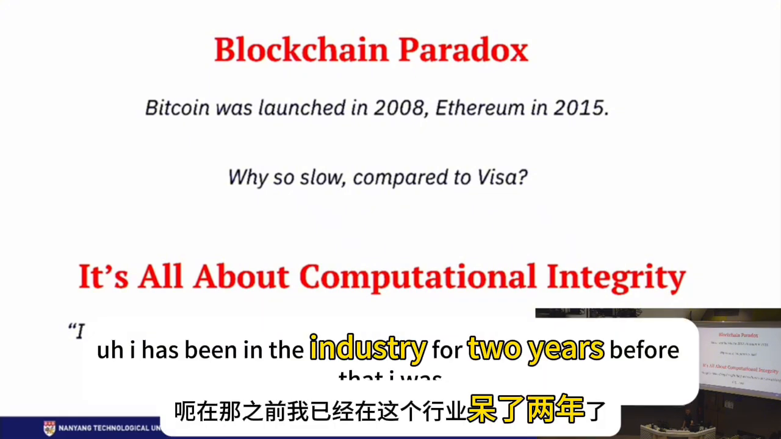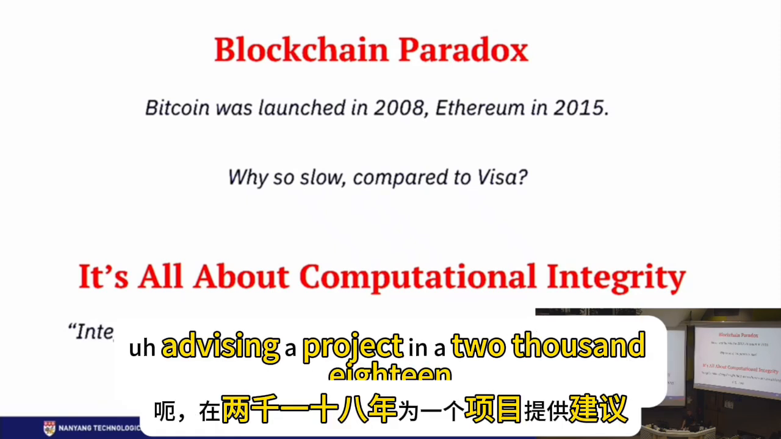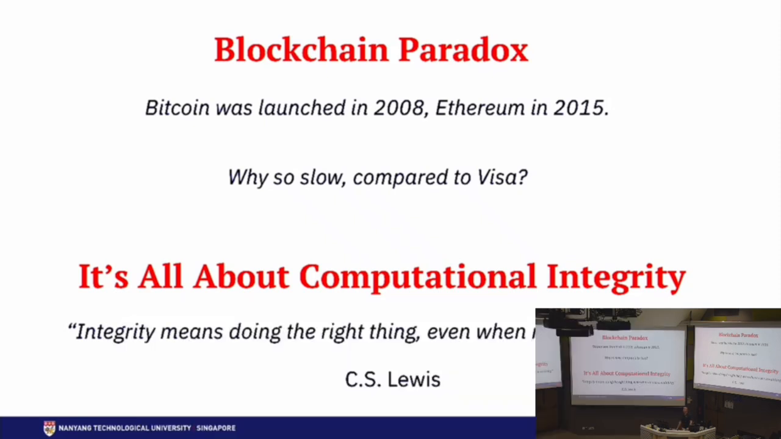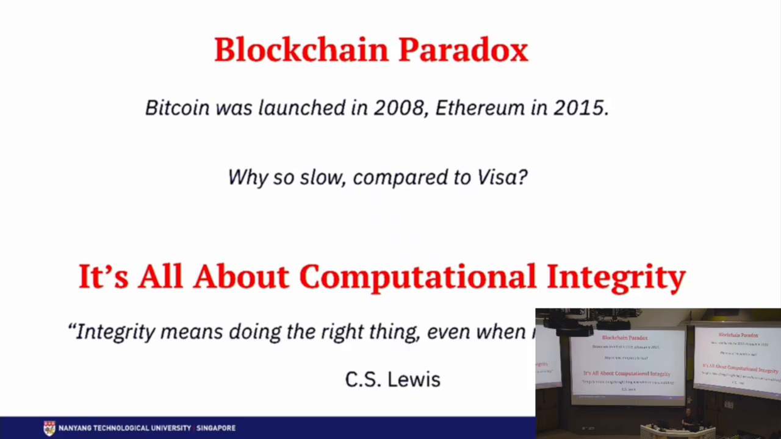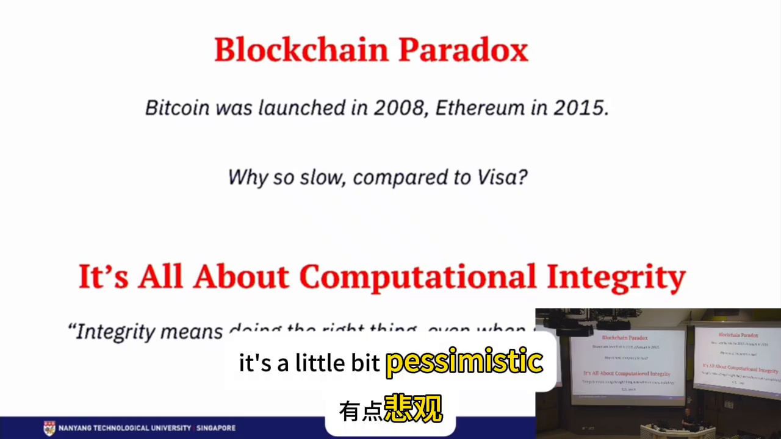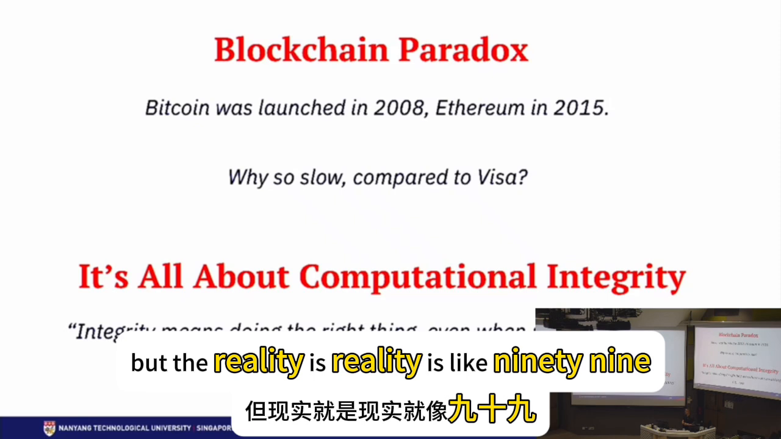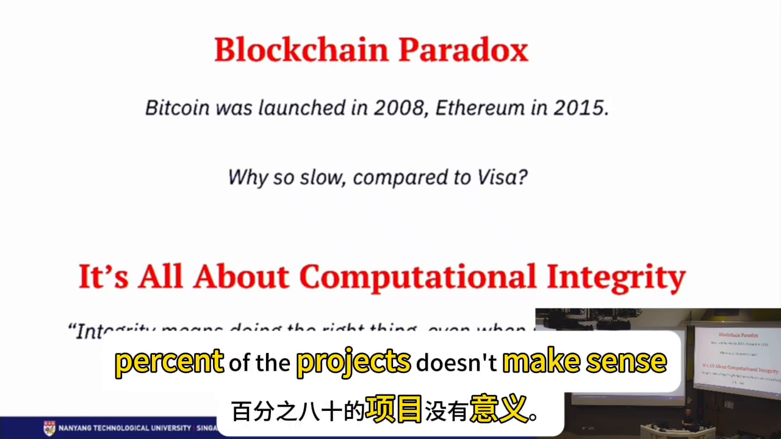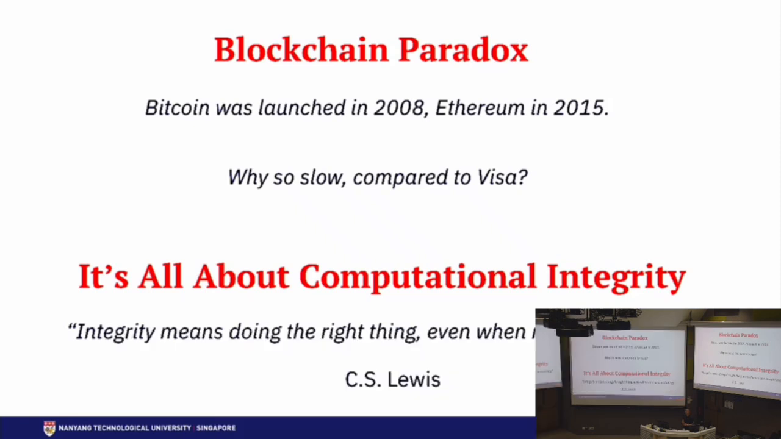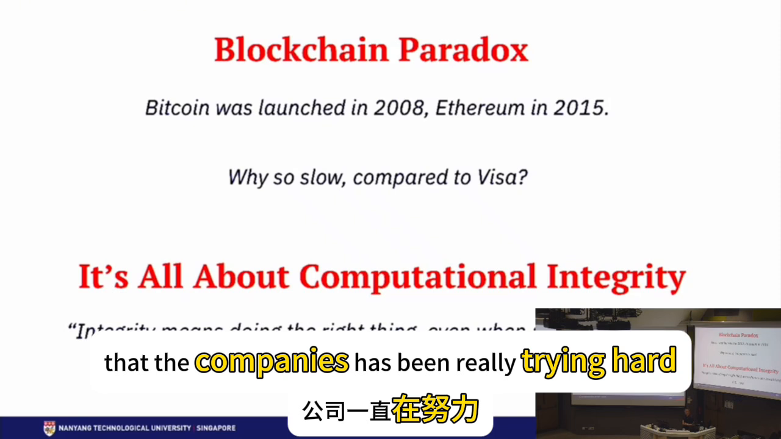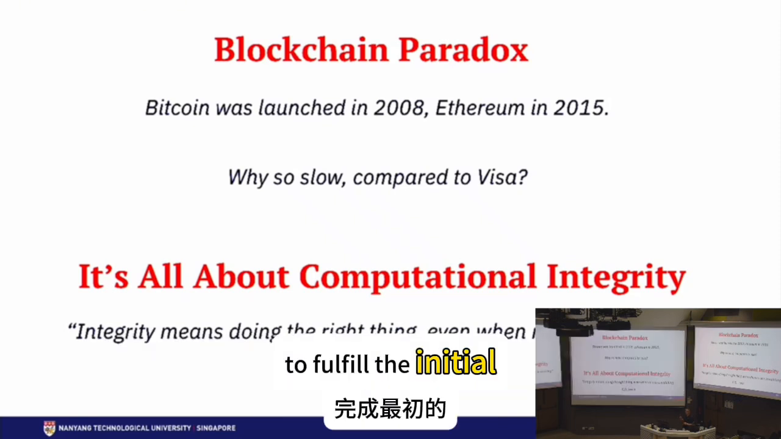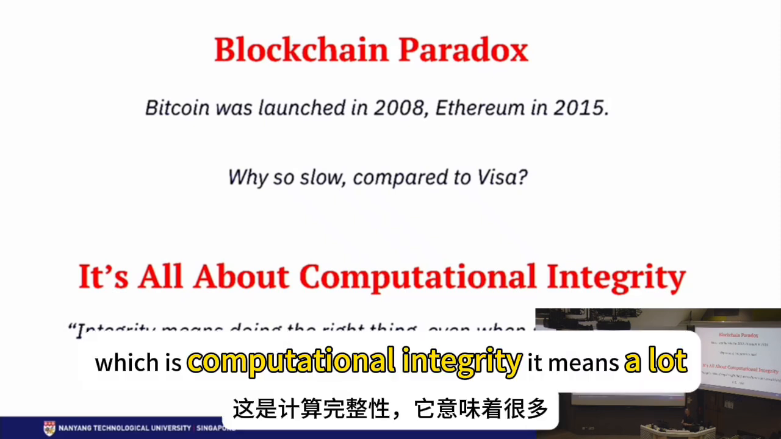So I have been in the industry for 2 years. Before that, I was advising a project in 2018. The sad truth is, in the industry, it's a little bit pessimistic, but the reality is like 99% of the projects don't make sense. Only 1% of the projects, the companies, have been really trying hard to fulfill the initial goal of the blockchain, which is computational integrity.